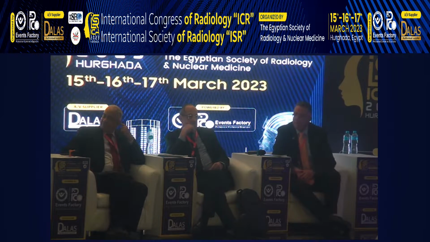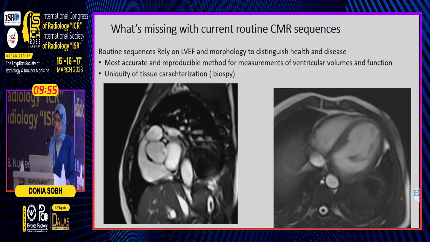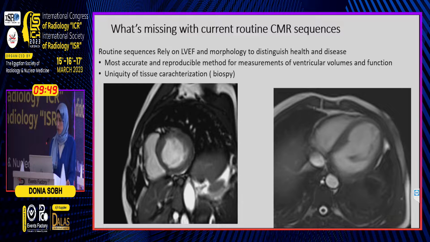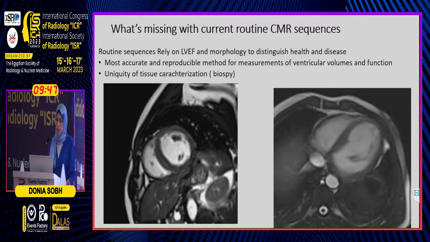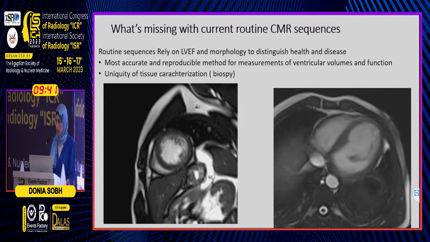Thank you. So I will talk about the mapping technique T1 and T2 and their clinical applications. As we know, MRI is the standard method for calculation of ventricular volume and function. It is the most accurate, and MRI is unique in its tissue characterization property by late gadolinium enhancement.